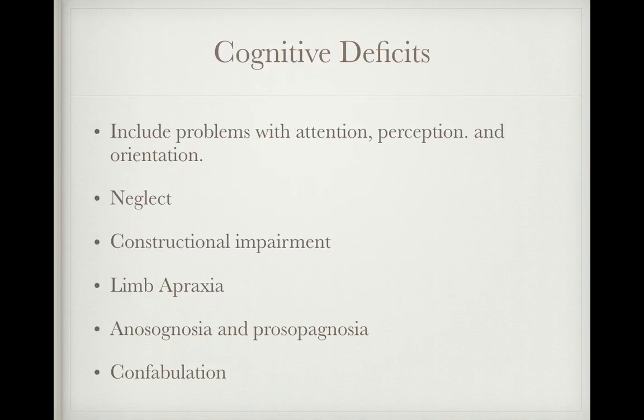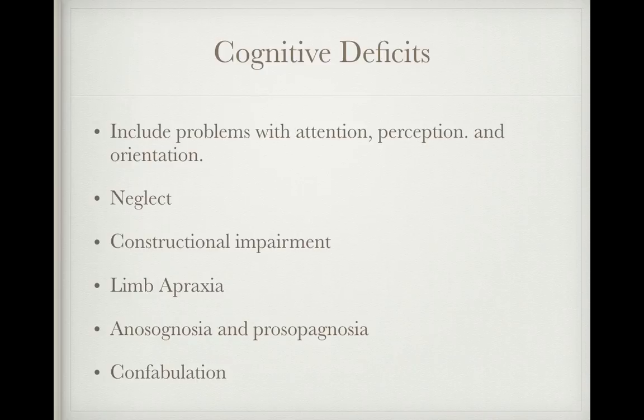Neglect can occur through visual, auditory, tactile, or olfactory senses. However, visual is most frequently affected. Reading neglect can also be seen and is called neglect alexia or spatial alexia. Writing neglect is referred to as spatial agraphia.